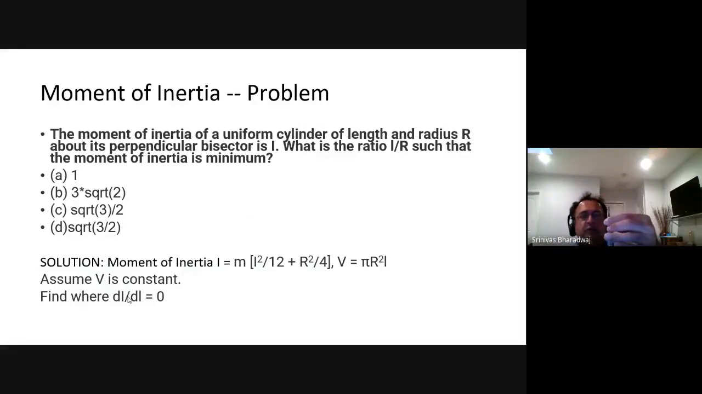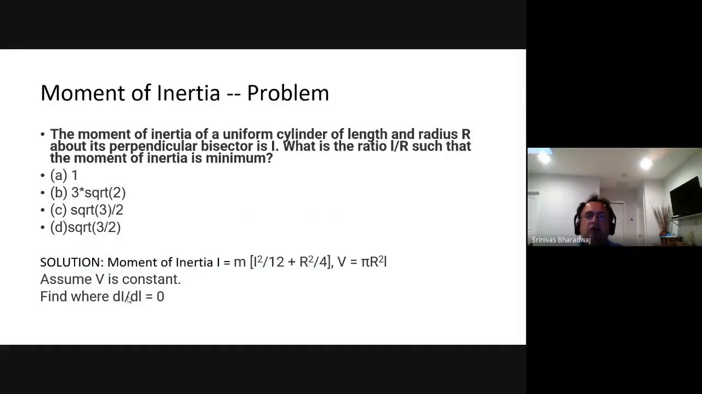So if you assume this is the cylinder, it has some radius. Now he's making it spin like this. Okay. And now he's asking, when is it easiest to make it spin like that? Okay. So the moment of inertia here is m times L square by 12 plus R square by 4. Okay. So that is the moment of inertia, and the volume is pi r square times L.